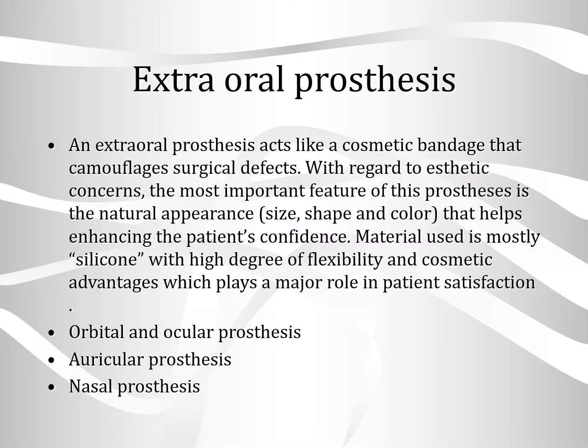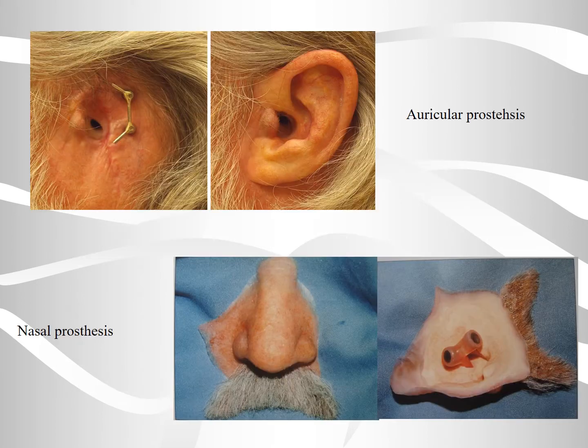Coming to the extraoral prosthesis, an extraoral prosthesis acts like a cosmetic band-aid that camouflages the surgical defects. With regard to aesthetic concerns, the most important feature of this prosthesis is the natural appearance that helps enhance the patient's confidence. The material most commonly used is silicone, which has a high degree of flexibility and cosmetic advantages, which plays a major role in patient satisfaction. Those can be orbital, ocular prosthesis, auricular prosthesis, and nasal prosthesis.